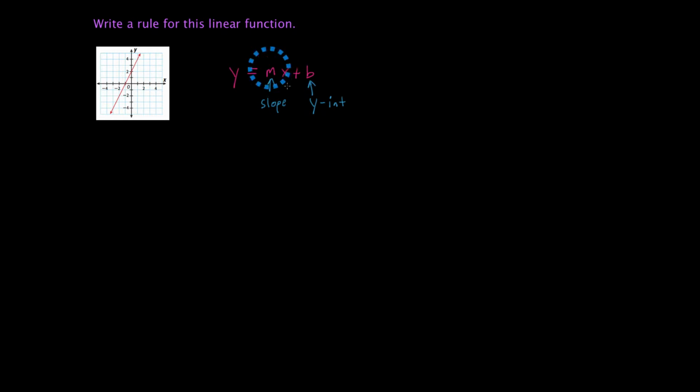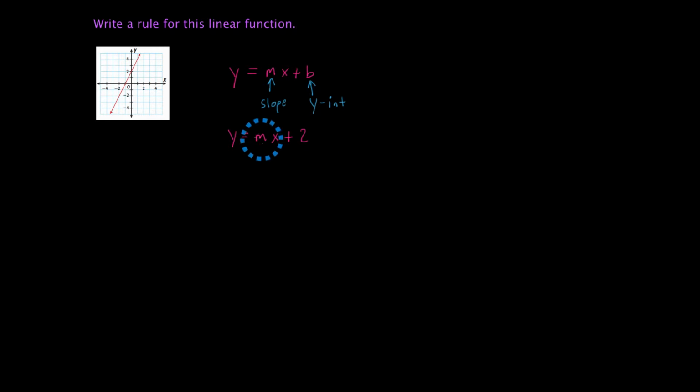Alright, and now I'm going to just change colors. Well, the y-intercept's easy to find on this graph. All I have to do is look at the y-axis and see where the line crosses the y-axis. And it crosses at 0, positive 2, or (0, 2). So I know that the y-intercept is positive 2 in this case. So I can rewrite my equation now as y is equal to mx plus 2.